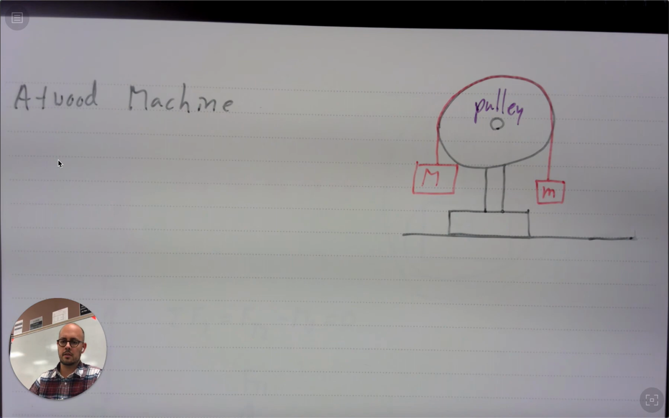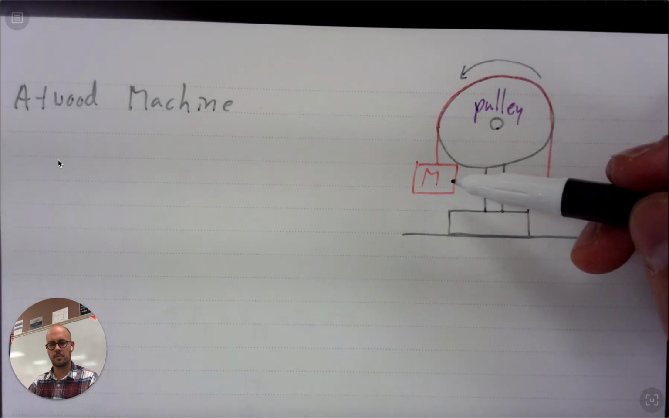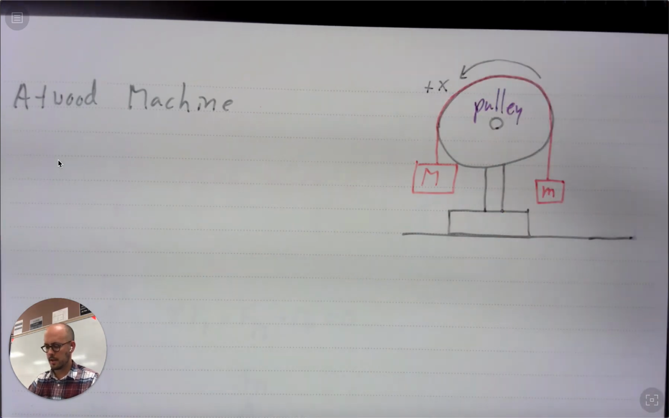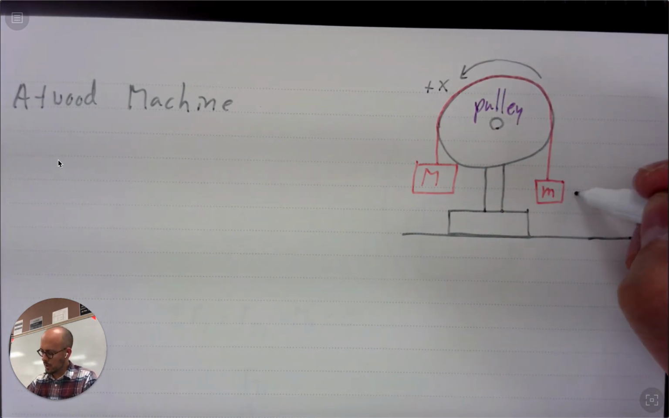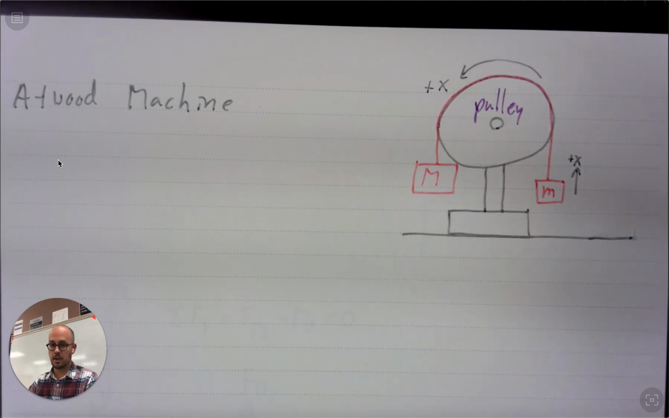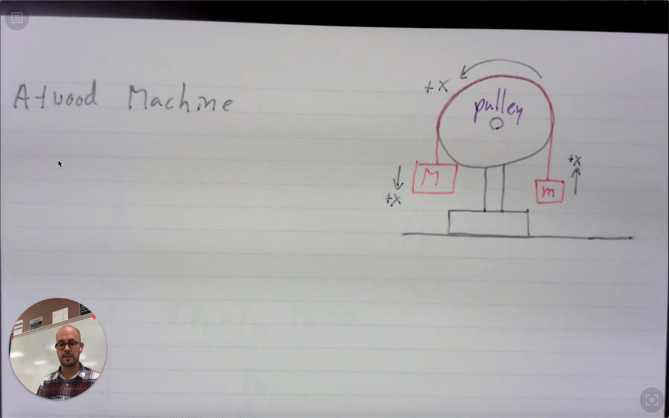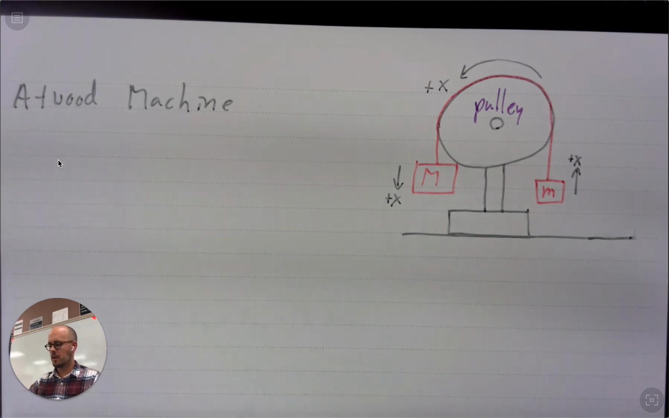And so this is basically a machine whose sole purpose is to demonstrate physics concepts, or Newton's second law, or some rotation concepts. And so I would again encourage you to think, okay, well the pulley is going to rotate this way because that's the heavier mass. This is now the positive x direction. So little m accelerates in the positive x direction, which is up, and big M accelerates in the positive x direction, which is down.